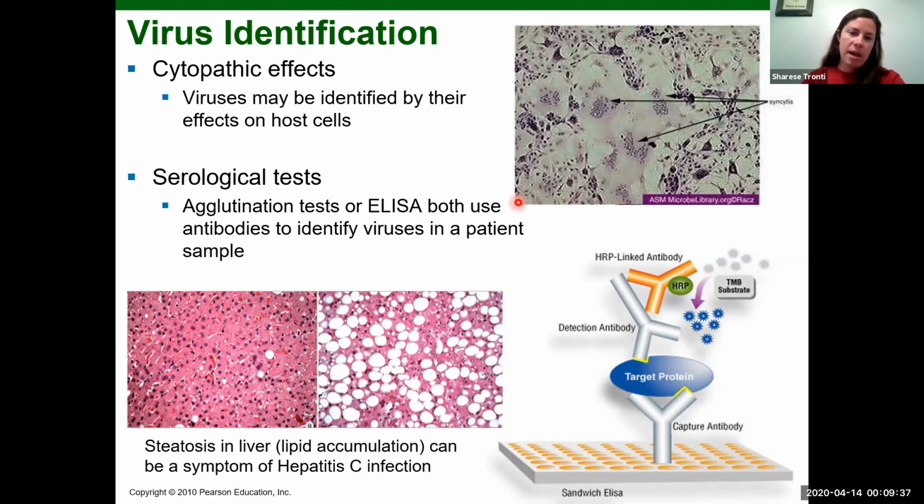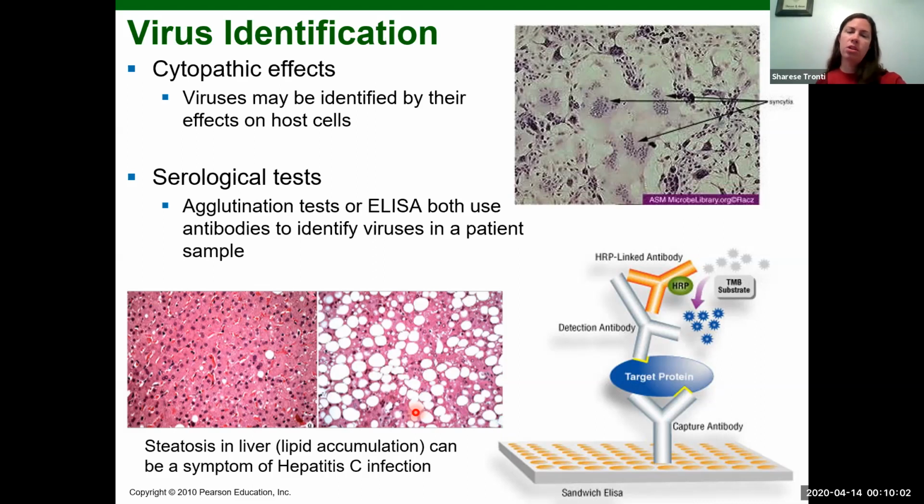Here is a patient tissue sample. And so we have a lipid accumulation over here on this side, and that's typical for a hepatitis C infection. So sometimes by just looking at the patient tissue sample and knowing what tissue infected with that virus typically looks like, that can also help with identification.